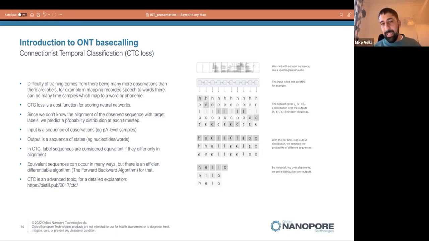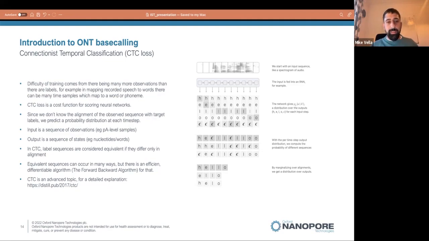In a CTC loss function, label sequences are considered equivalent only if they differ only in alignment to a target sequence. What this means is that you can generate loads and loads of sequences that can occur in many ways and map them all to the same target sequence and come up with one scalar value for the probability across all these different sequences. In CTC, the label sequences are considered equivalent only if they differ only in alignment. That's the core idea here.